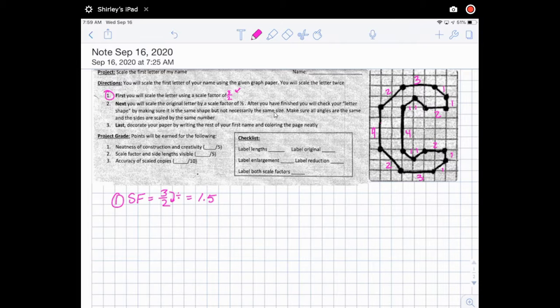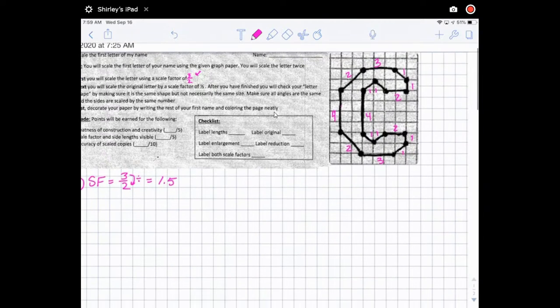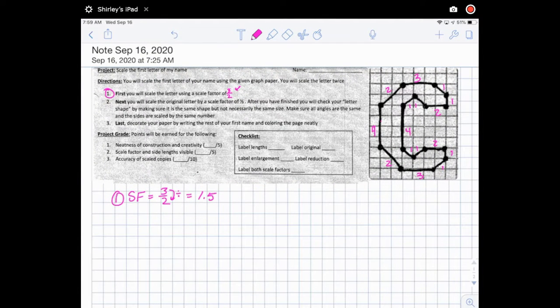So I'm going to take my original picture, which I did over here. My original letter C, I'm going to multiply everything by 1.5. So all of these side lengths. I'm going to start at the top here, and I'm just going to work my way around, drawing as I go. So my side length of 3, I'm going to show my work over here. I'm going to multiply 3 times 1.5. Use your calculator, that gives me 4.5.